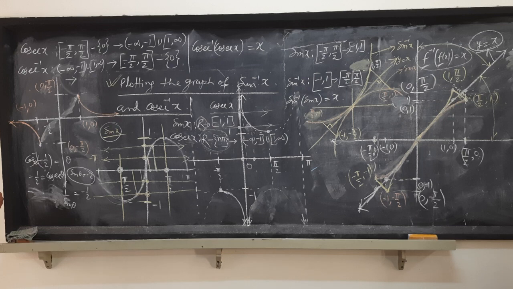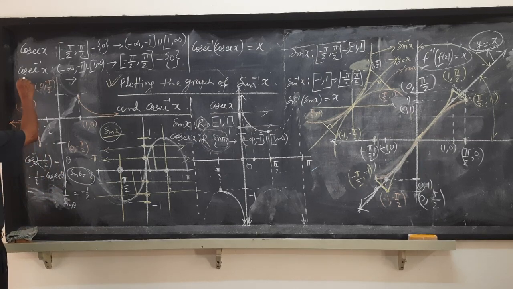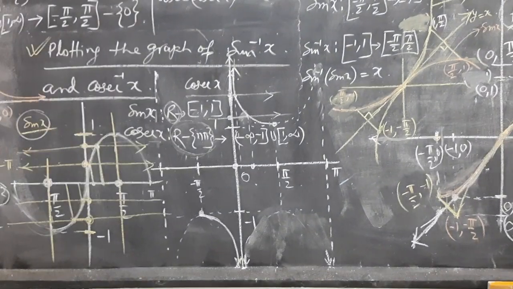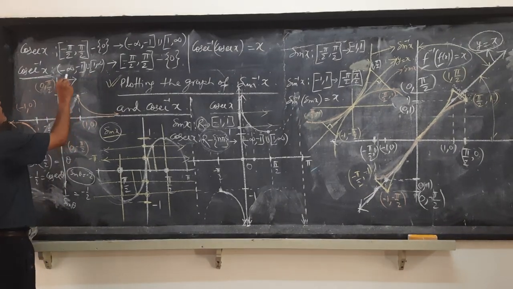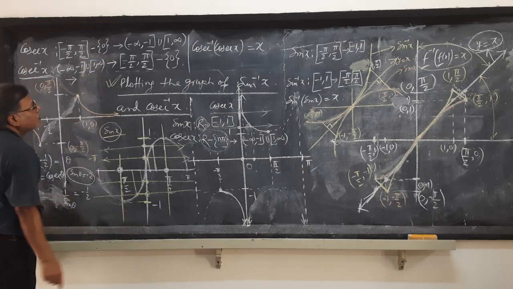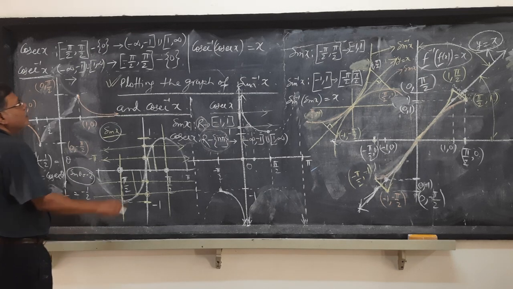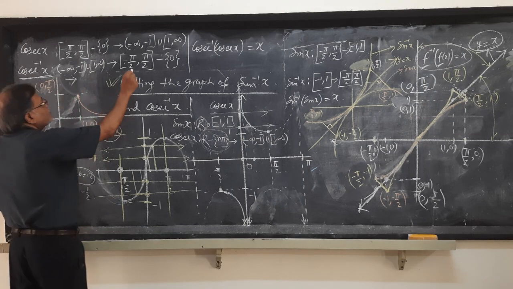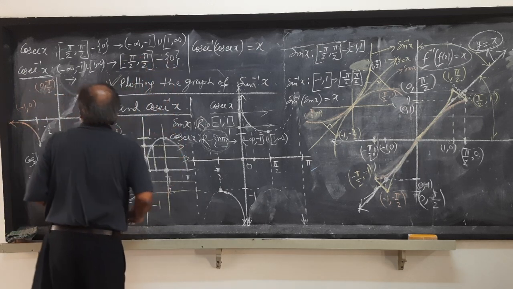Alright students, now we are coming to the plotting of the graph for cosec inverse x. As you see, the domain of cosec inverse x is from minus infinity to minus 1, union 1 to infinity, where 1 is included and infinity is not included, and this will map into minus pi by 2 to pi by 2, excluding 0.